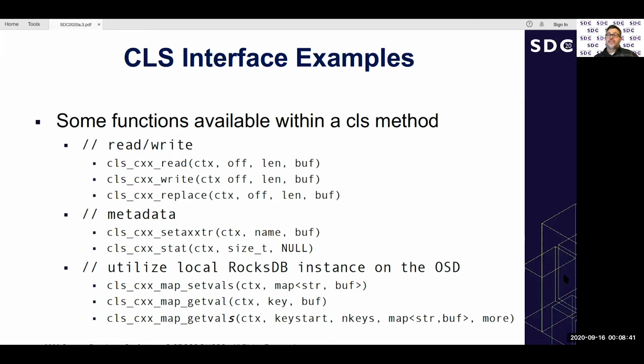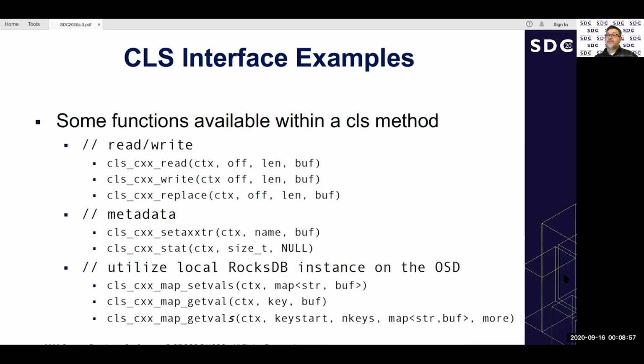Another metadata interface is the extended attributes. There's xattrs, and you can see there's a set method and a get method as well. You can also stat an object, for instance. So you can really get a lot of runtime information by querying the extended attributes.